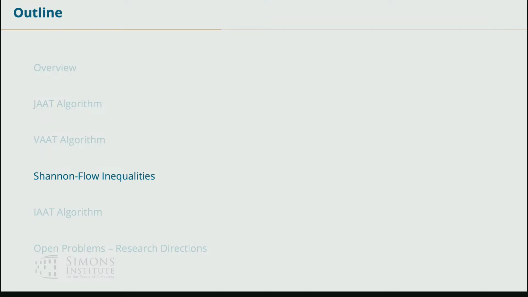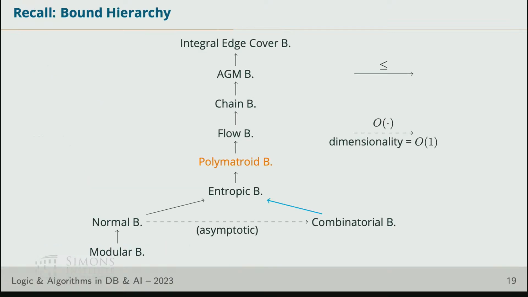Okay, so before describing this probably most interesting class of algorithms yet, we have to talk about Shannon flow inequalities. All right, a little reminder: we described an algorithm to achieve the AGM bound. We said that it can also achieve the chain bound. But now let's talk about the polymatroid bound and see if we can actually achieve a runtime as predicted by this, which can be a lot better than the other two bounds.